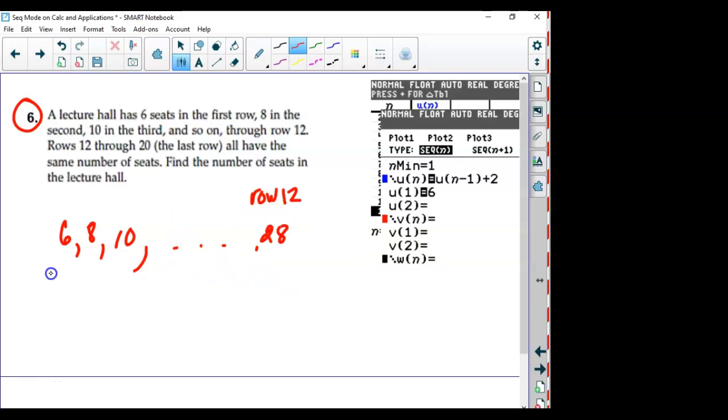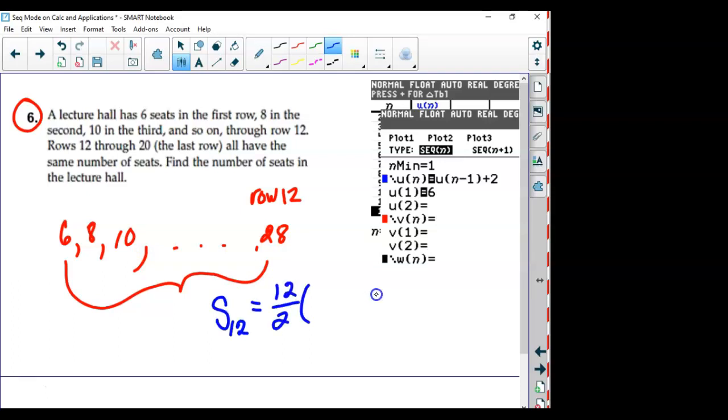Now, we can add this sum. They want the total number of seats. So the calculator helped us a little bit, but to find the total of those, we would say the sum of those 12 rows is 12 divided by 2 times what? Because it's arithmetic. So the first term was 6 and the last term was 28. Anybody get 204?